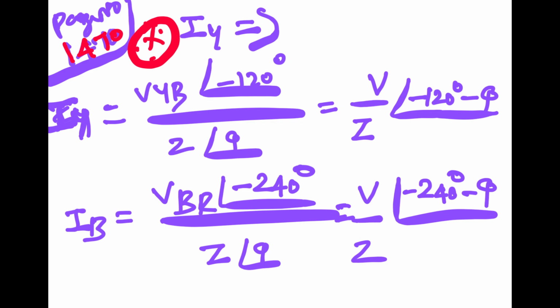IY is VYB angle of minus 120 degrees divided by Z angle of phi, which is equal to V divided by Z angle of minus 120 degrees minus phi. Then the IB formula is VBR angle of minus 240 divided by Z angle of phi, which is equal to V divided by Z angle of minus 240 minus phi.